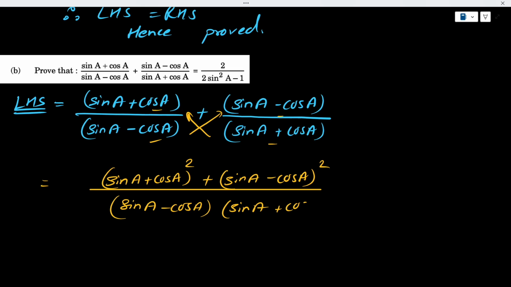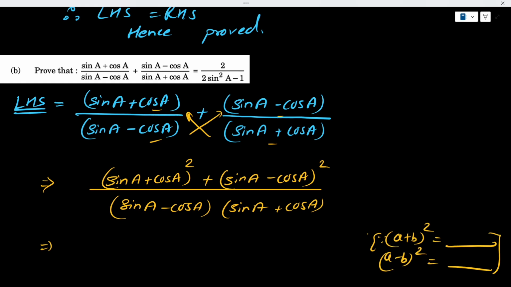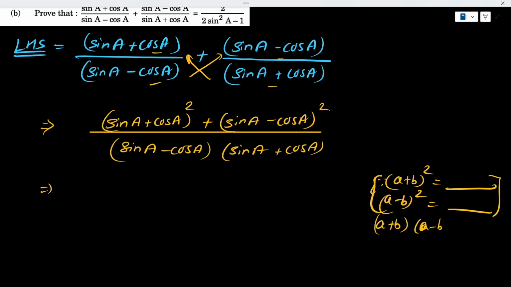Now after this, what I'm going to use here is the identity for A plus B and A minus B whole square. So write down the identity here. Whatever identity you are using, whether algebraic or trigonometric, you need to mention it. For the denominator also, I'll be using A plus B times A minus B is A square minus B square. We are using all these first three identities.